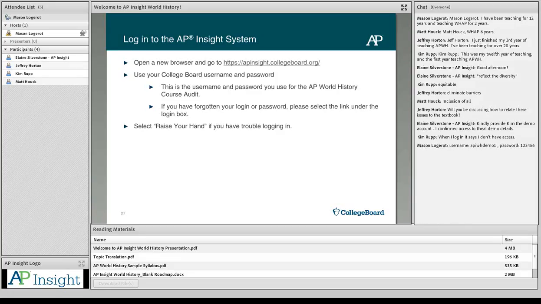Okay, Kim, if you notice in the chat, I just showed you another username and password you can log in with. Anybody else who also doesn't have access to AP Insight yet, you can log in with that. And again, once you've logged into AP Insight successfully, please raise your hand.